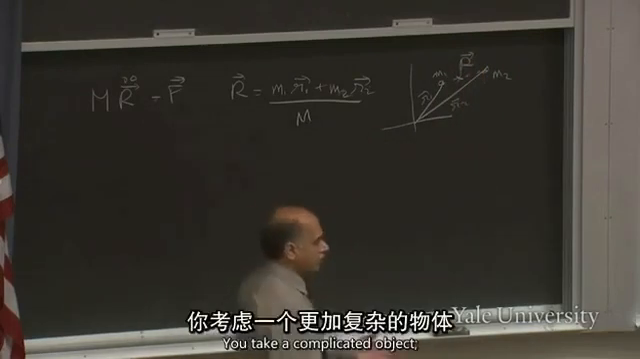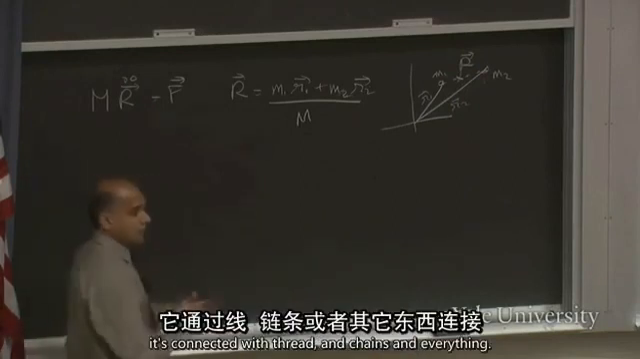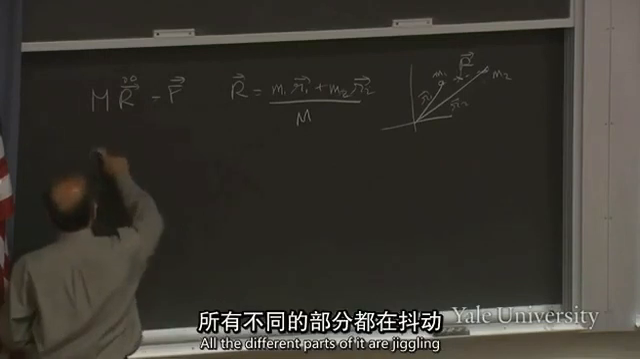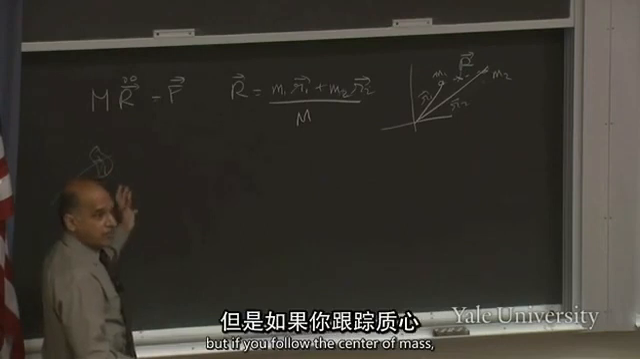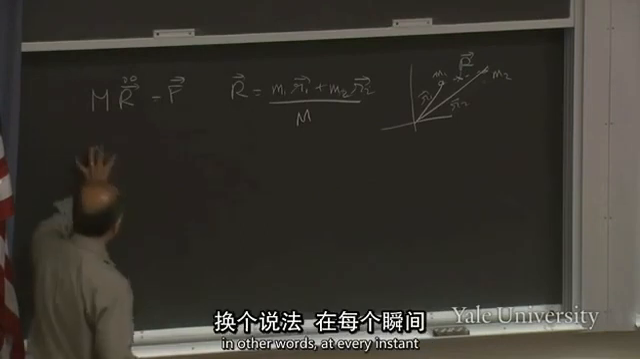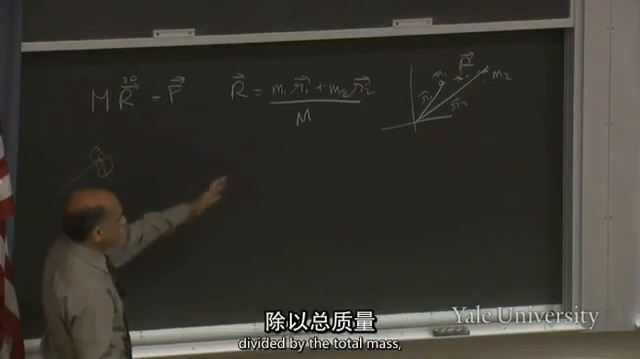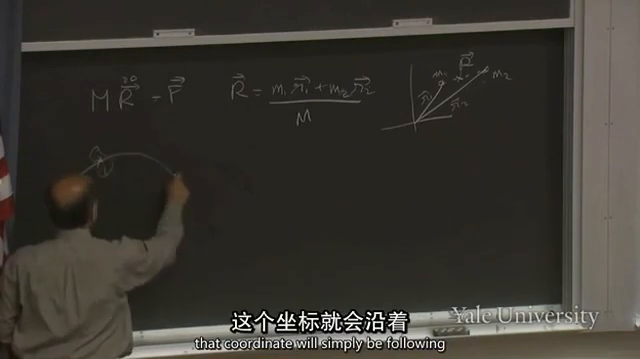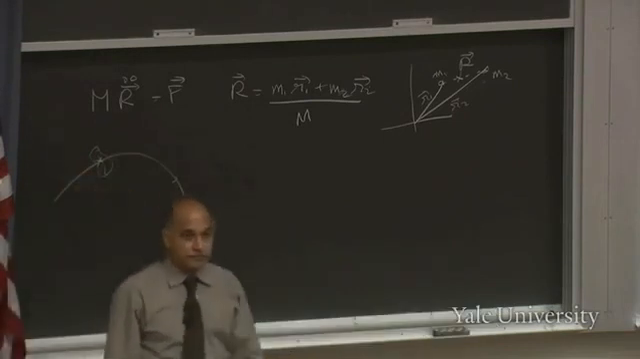So here's another example. You take a complicated object. It's got masses and it's got springs. It's connected with threads and chains and everything. You throw the whole mess into the air. All the different parts of it are jiggling and doing complicated movements. But if you follow the center of mass, in other words, at every instant you take M1 R1 plus M2 R2 plus M3 R3 and so on, divided by the total mass, that coordinate will simply be following the parabolic path of a body curving under gravity.